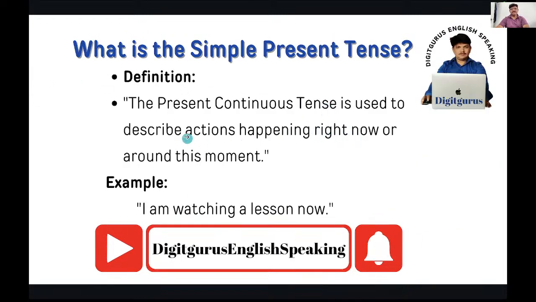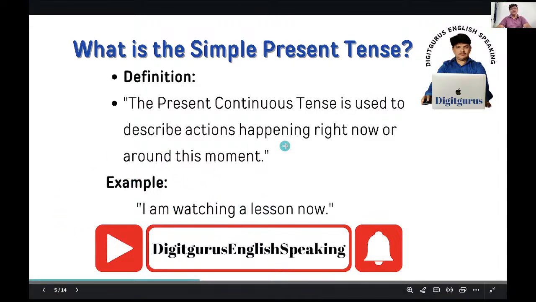Sorry for the mistakes. That's my PPT mistake. I apologize for that. Please accept my apology. Here, in place of simple present tense, you may consider it present continuous tense. The present continuous tense is used to describe an action happening right now or around this moment. This is the definition of the present continuous tense. We learned the definition of simple present tense in our previous lesson.